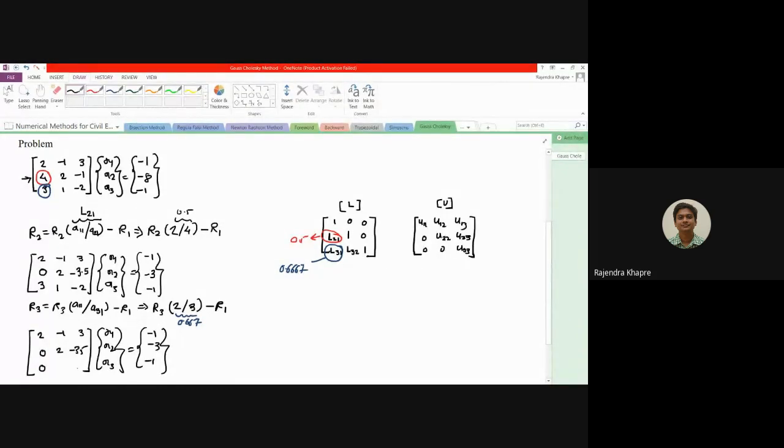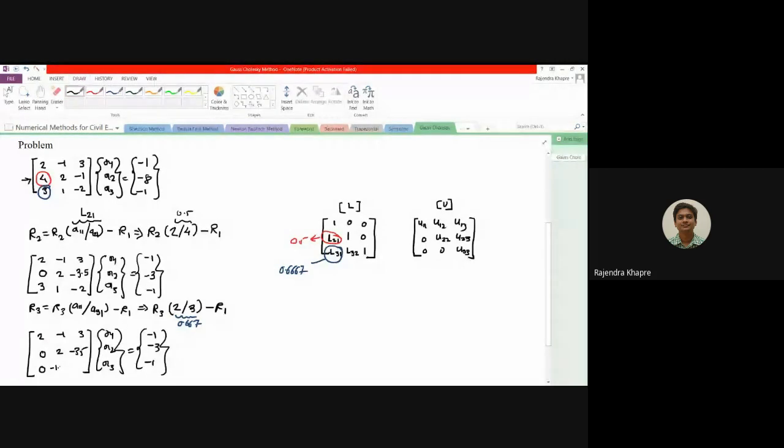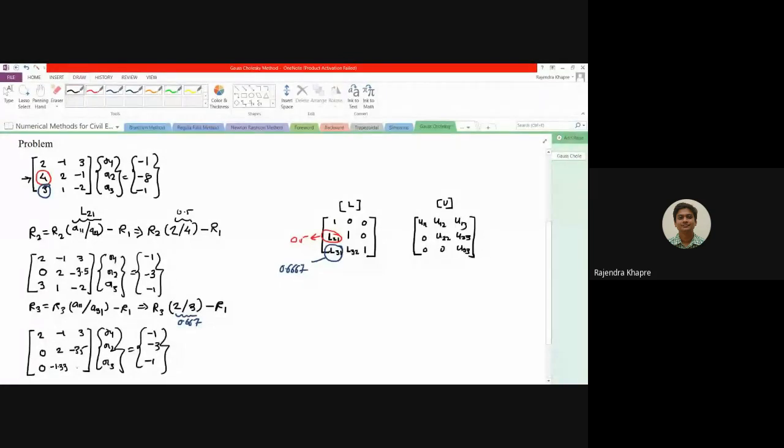ठीक है? How about the other two terms? So this will be 1 into 2 by 3 minus 2. कितना आ रहा है? Minus 1.33. And how about this one? So this is minus 2 into 0.6667 minus of minus 3.5. Sorry, minus 3.